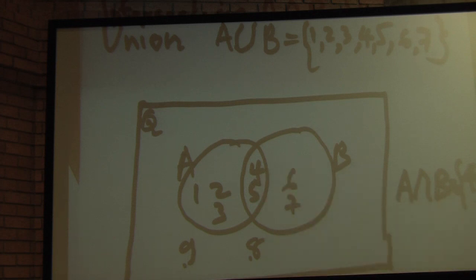We may also be asked how many elements are found in set B only, but not in A. So the elements that are just found in set B would be 6 and 7. We may also be asked how many elements are found in set A only and not in set B. And the elements that are found in set A only and not in set B would be 1, 2, and 3.